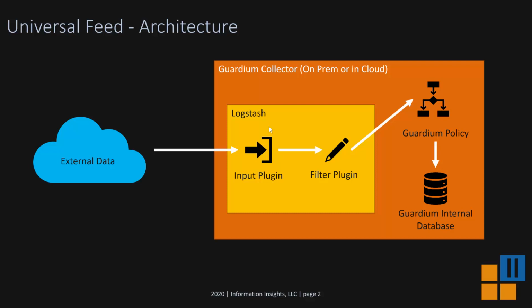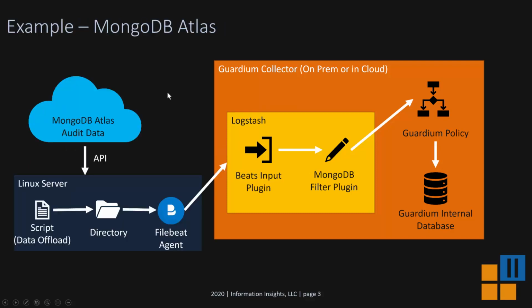That's what does some of the work here in translating whatever comes from the input plugin into a format that Guardium can consume. From there, Guardium consumes it and puts it through a policy and stores it into the Guardium internal database, just like any other traffic you would from the STAP. So that's pretty useful. The Guardium policy that you already have defined gets used, and same thing with all the reports. So in this example we're going to show is with MongoDB Atlas.